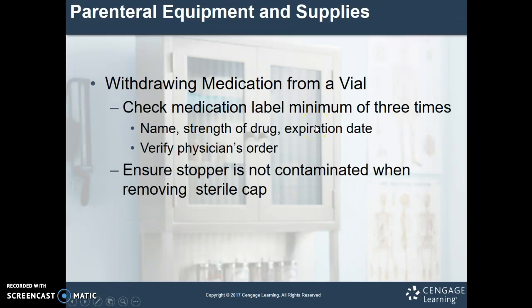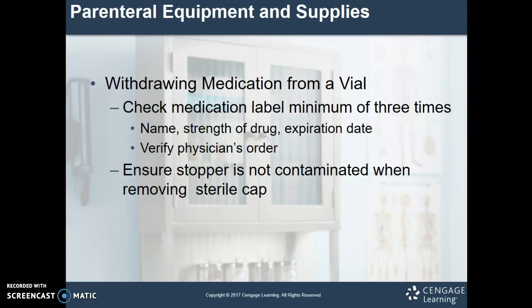So, withdrawing medication from a vial, and I started to talk about this earlier. When medication is stored in a vial, it can be single dose or multiple dose. So we always want to check the medication label a minimum of 3 times for the name, strength of the drug, and make sure it's still within date. We verify it against the physician's order, and we ensure the stopper is not contaminated when removing the sterile cap.